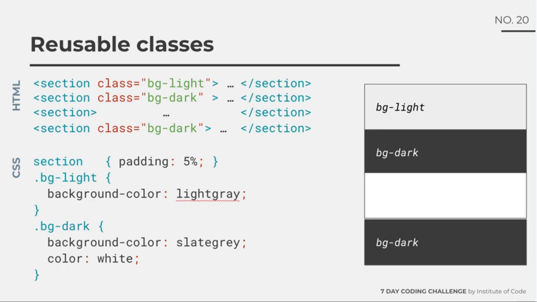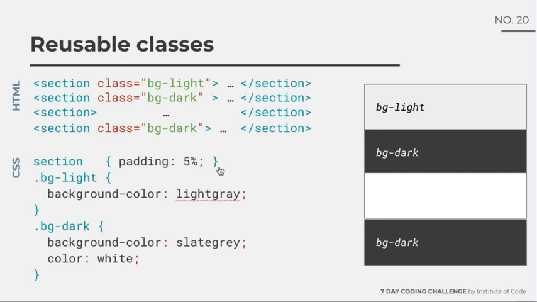So here's an example of how we can create classes that are reusable throughout our whole site. For example, when I'm coding, I always create some background classes in my CSS so that whenever I want to add a background to a section or an element, I can just add that class and it automatically changes the background color. Here in my HTML, I've created 4 sections. I want the first section to have a light gray background, the second section to have a dark background, the third section to have no background, so just white, and the final section to have a dark grey background.